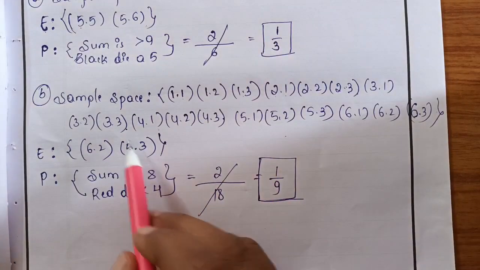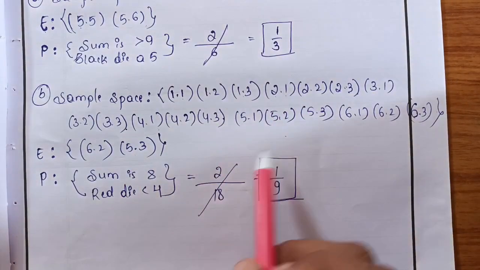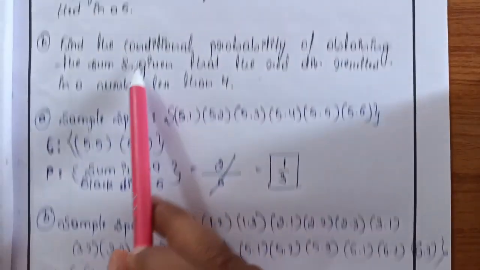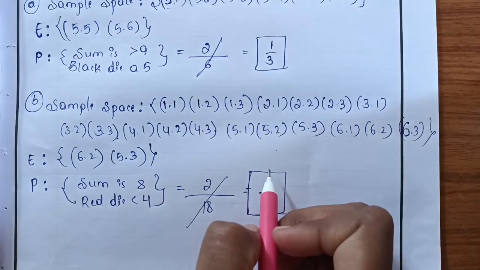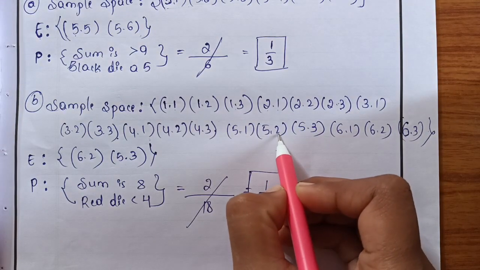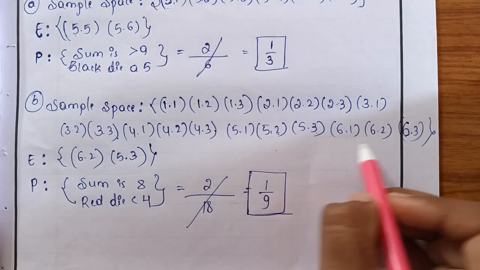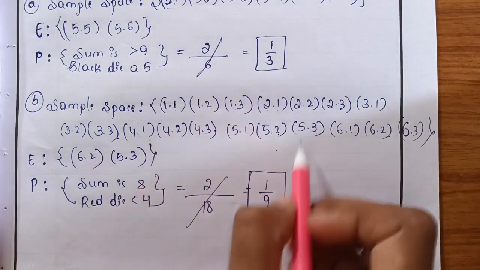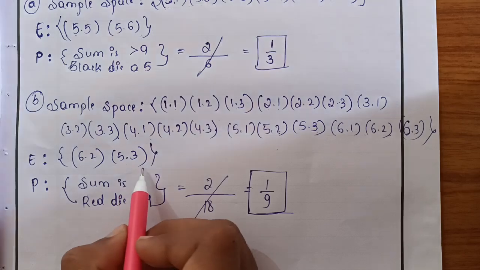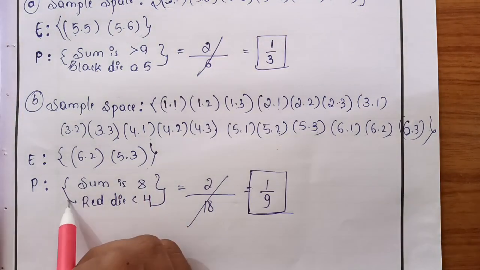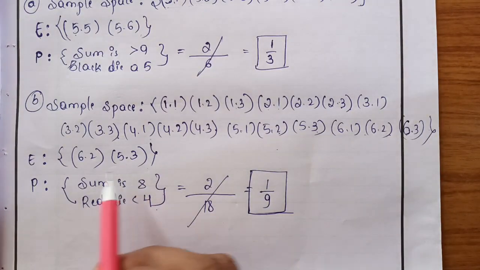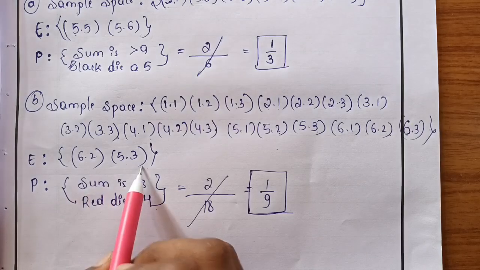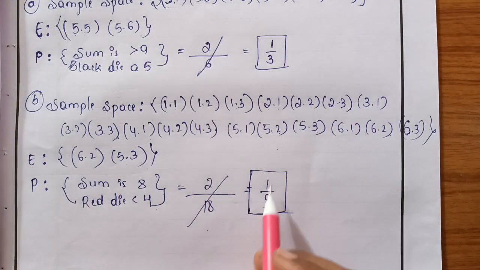So the total sample space is 18. And E be the event of obtaining a sum of 8. In this sample space, which have sum 8? 5, 2 is 7. 5, 3 is 8 and 6, 2 is 8. So the total number of favorable outcomes is 2. And the conditional probability: the sum is 8 and the red die is less than 4. So the total number of favorable outcomes is 2 and the total outcomes are 18. 2/18 is 1/9.